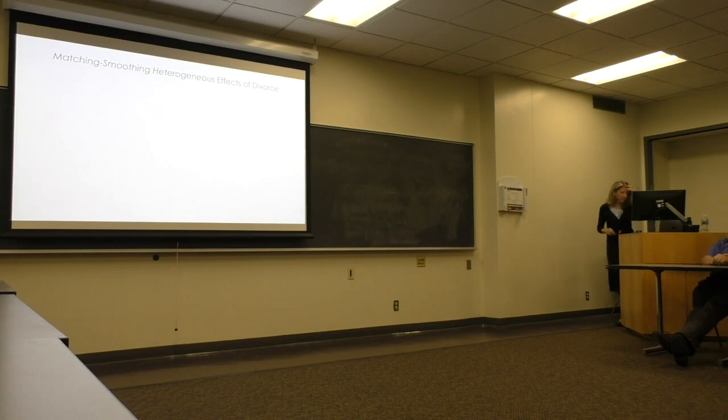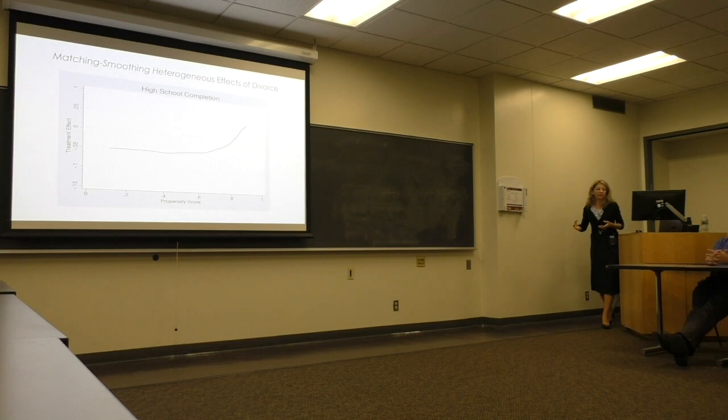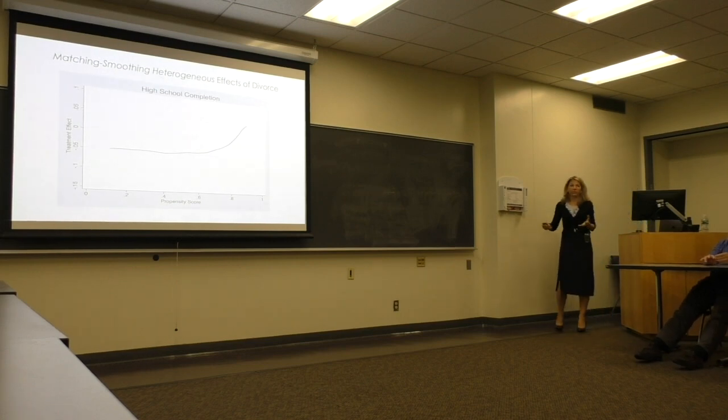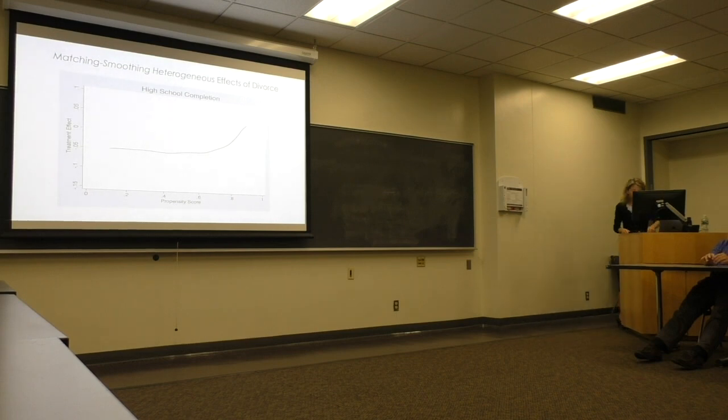The first thing we're going to do is present these matching smoothing heterogeneous effects of divorce. This is first for high school completion. The x-axis represents the continuous propensity score. The y-axis shows the treatment effects, the observed difference in high school completion between children whose parents did and did not divorce. Families in which divorce is more likely, along this x-axis, generally have more disadvantaged socioeconomic conditions, family characteristics, and family well-being.